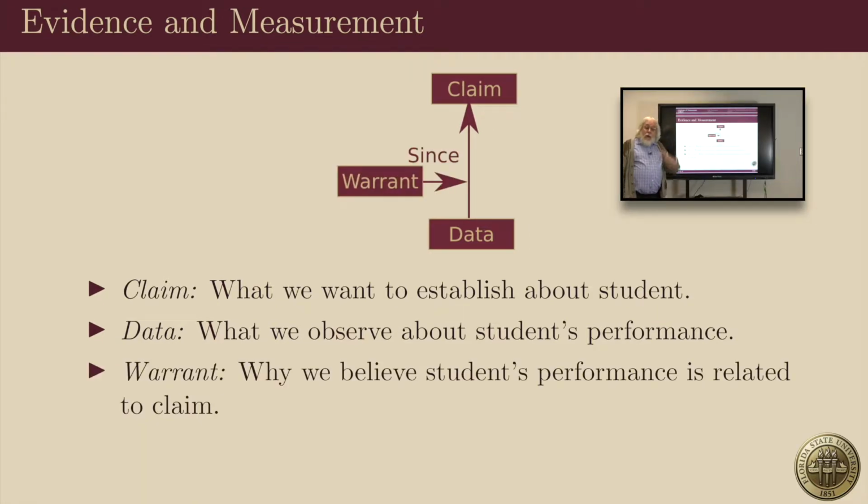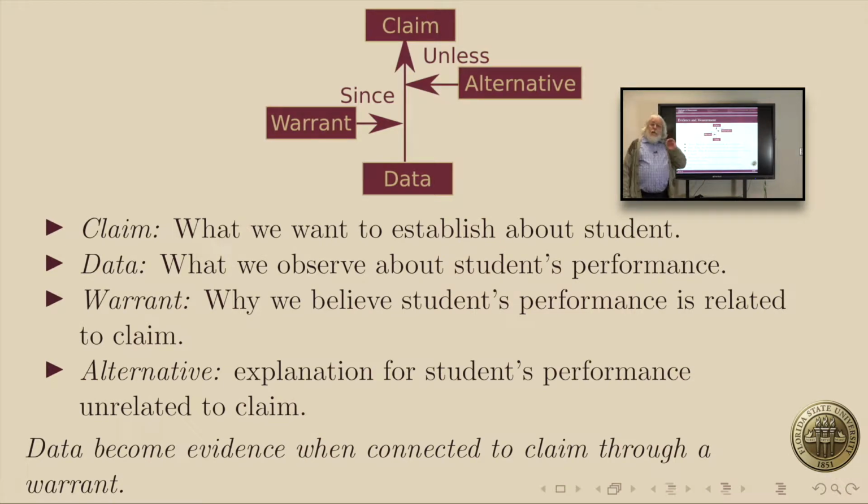Obviously, we want that problem to be linked to the claim. So this is a problem they could only solve if they use the skill that we hope they've mastered. And we also want to eliminate alternative explanations, reasons why they might not be able to solve the problem even if they have the skill, or why they might have solved the problem anyway even if they lack the skill. So this is a very important idea, because these data we collect about students only become evidence when we connect them to a claim through a warrant.